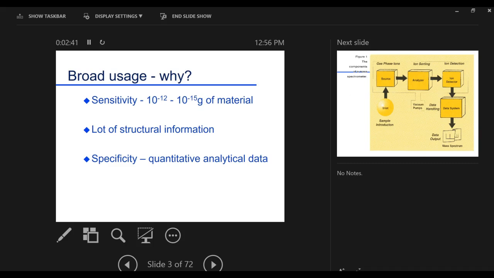Why is this usage so broad? Well, oftentimes we don't have a lot of material. And so we need to get as much structural information as we can with as little material as we have. When I'm working in the flavor area, I might have a microgram. I may have much less than a microgram of material. And that's what I'm going to have to do structural analysis on. That doesn't work so well for many applications. So 10 to the minus 12 to 10 to the minus 15 grams, and I can get some structural information. I can get identity. And so, yep, very sensitive with structure. Specificity, again, you know what you're measuring.